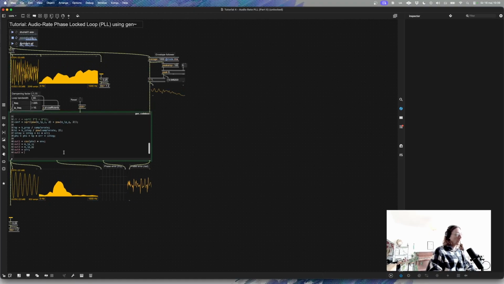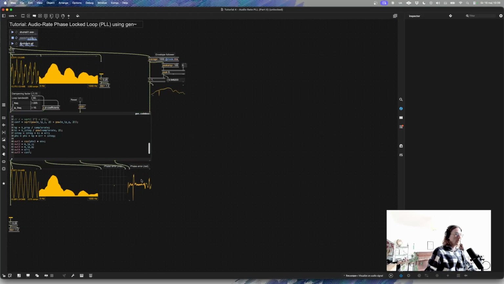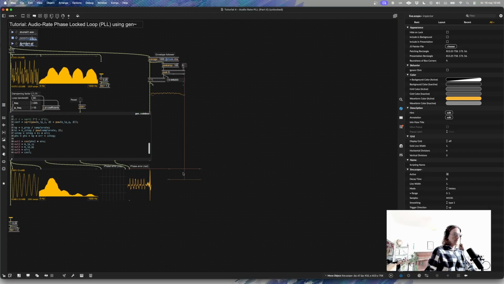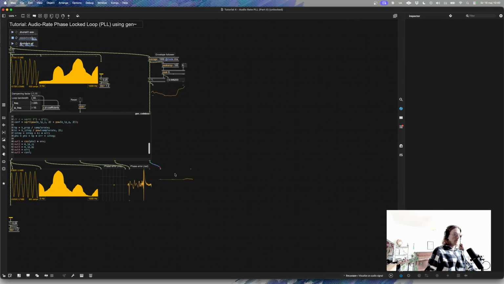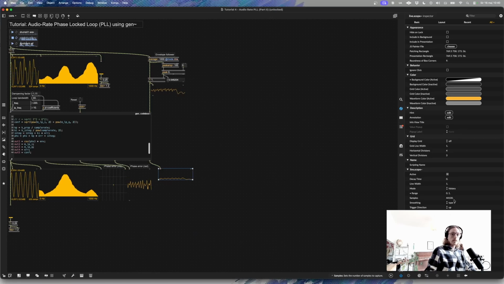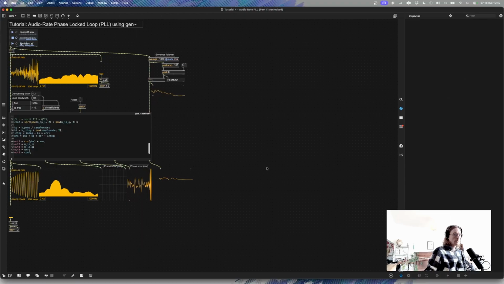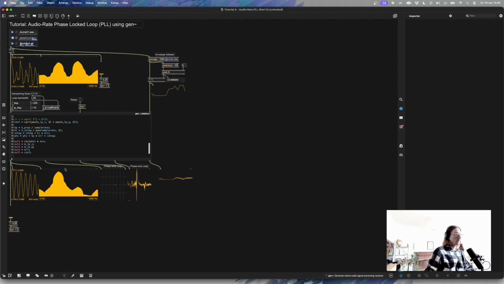So if we output this confidence, we see some signal that is changing a bit, but is generally larger when we are certain about the frequency of the input, and lower when we are uncertain about it.